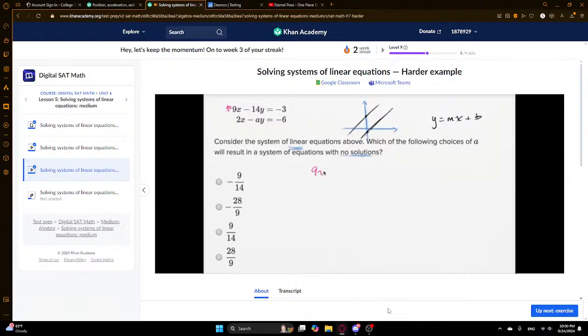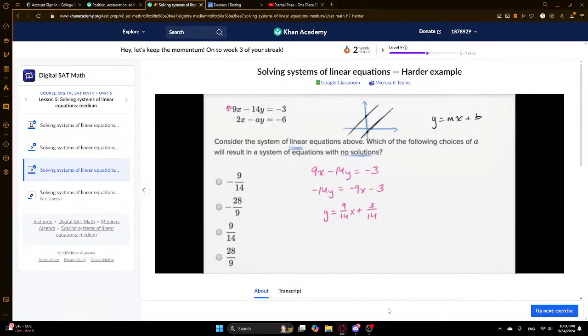You have 9x minus 14y is equal to negative 3. If I subtract 9x from both sides, I would get negative 14y is equal to negative 9x minus 3. If I divide both sides by negative 14, I'm going to get y is equal to negative 9 divided by negative 14, which is positive 9 over 14x, and then plus 3 over 14. So that's this line written in slope-intercept form.